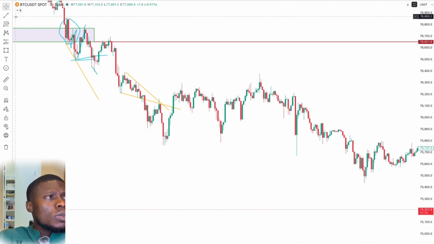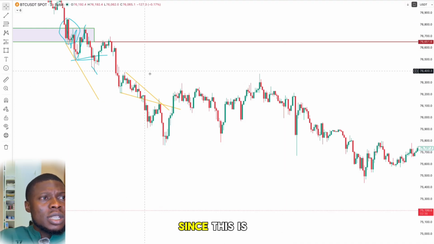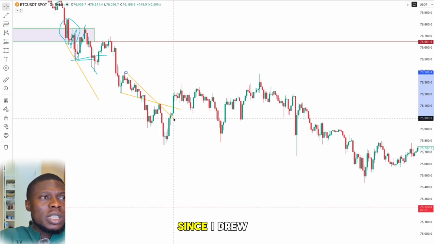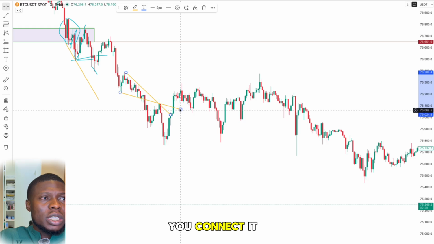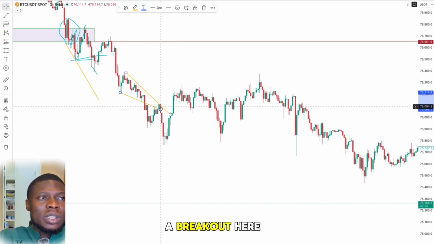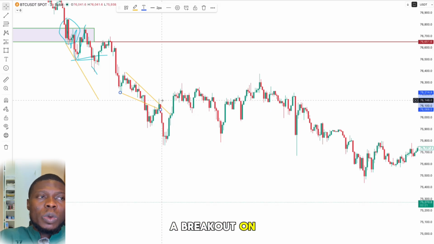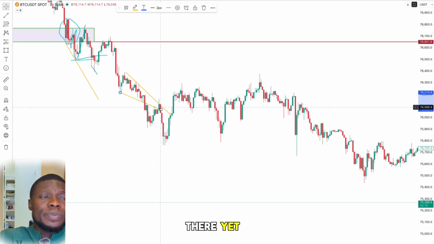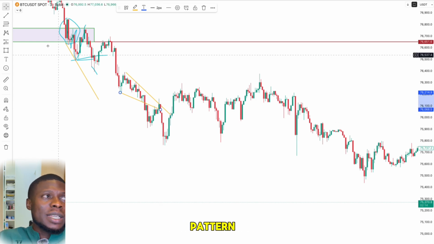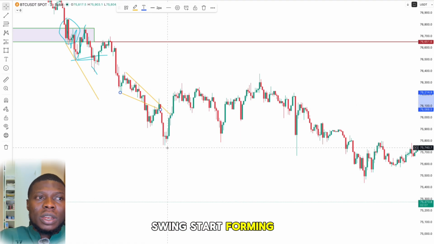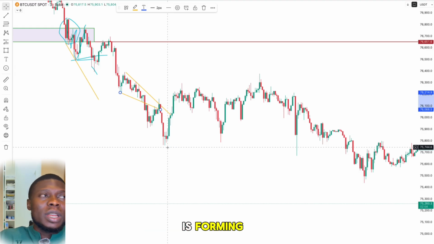So since this is a wedge pattern, since I drew this, make sure you connect it well. Since this is a wedge pattern and there is a breakout here, remember the zone we are looking at, we are not there yet. Once there is a breakout on a wedge pattern, it means that that wedge pattern is complete. So if another swing starts forming, you know that another chart pattern is forming.